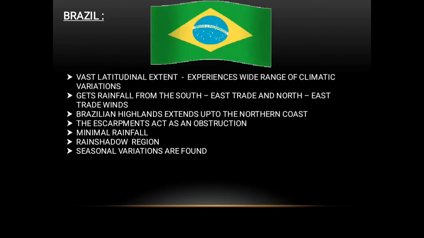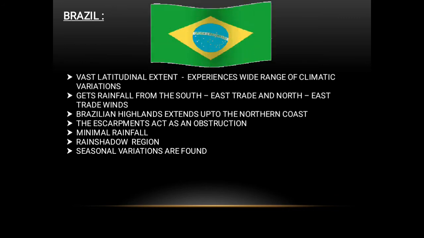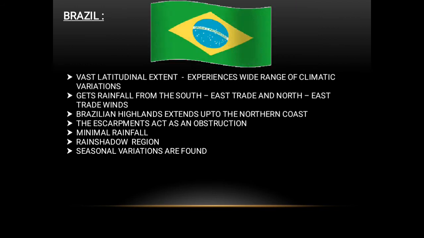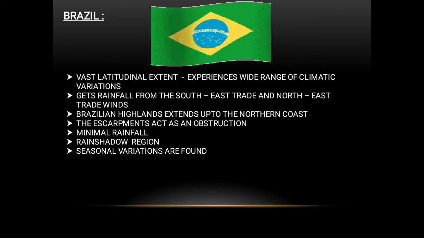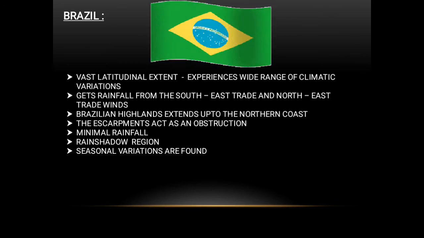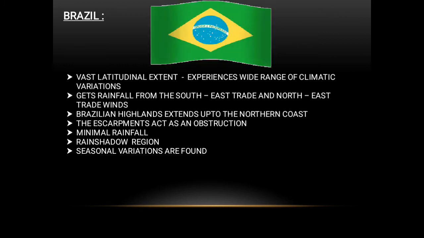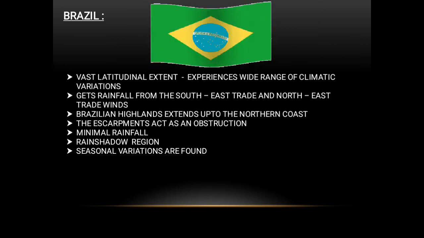Considering the temperatures in Brazil, the northern part is hot, while the temperatures in the southern part are comparatively lower. Seasonal variations are found in this pattern. Near the equator at the Brazilian coast, temperature does not vary much. In the coastal regions near the equator, differences in temperature are negligible.